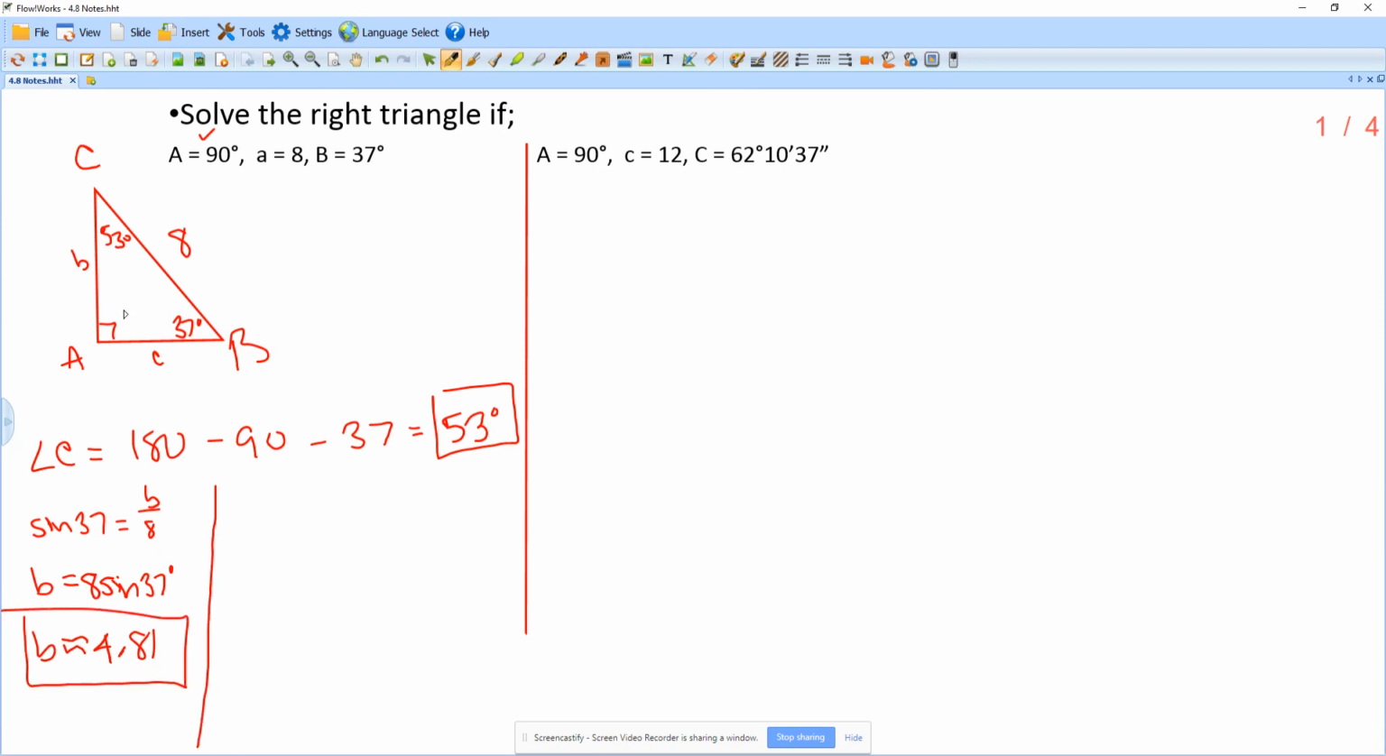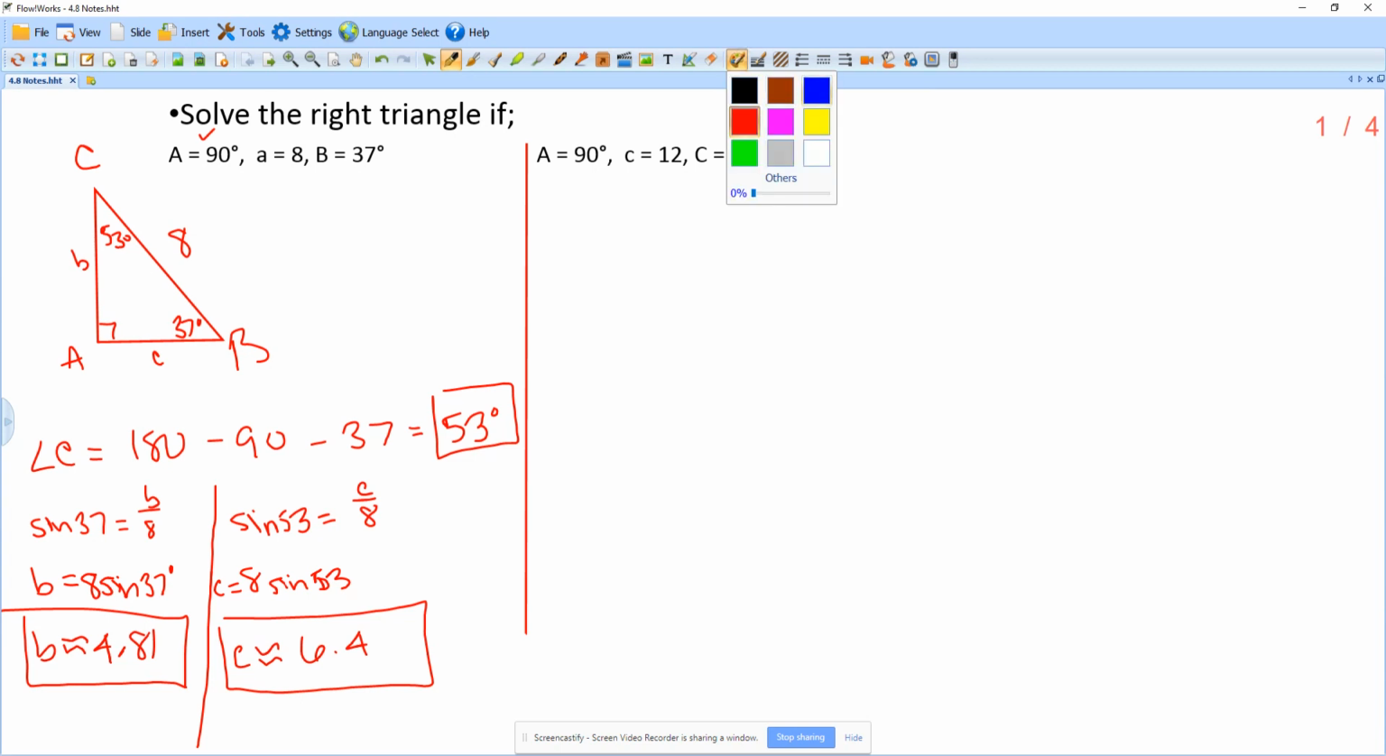On the other hand, if I want to solve for side C, you have some flexibility in this. Some people will do cosine 37, which you're more than welcome to do. You could also just do sine again, but now say, I'm going to do the sine of 53 degrees. And if I do the sine of 53 degrees, I get C over 8. So C equals 8 sine 53, which if you put into your calculator, you'd get C approximately 6.4. So this right triangle is solved.